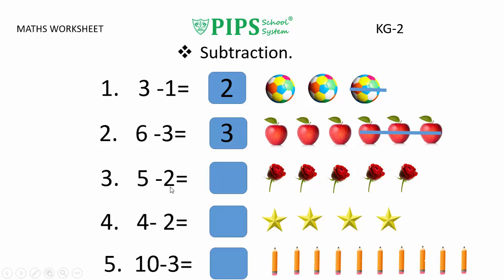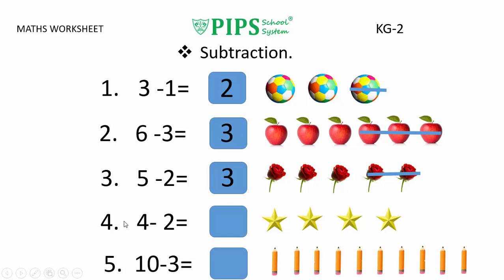5 minus 2. Let us count how many flowers are there. 1, 2, 3, 4 and 5. These are 5 flowers. Let us subtract 2 from 5 flowers like this. How many flowers are left? Let us count. 1, 2, 3. There are 3 flowers which are left. Now we will write the number 3 in the empty box like this.